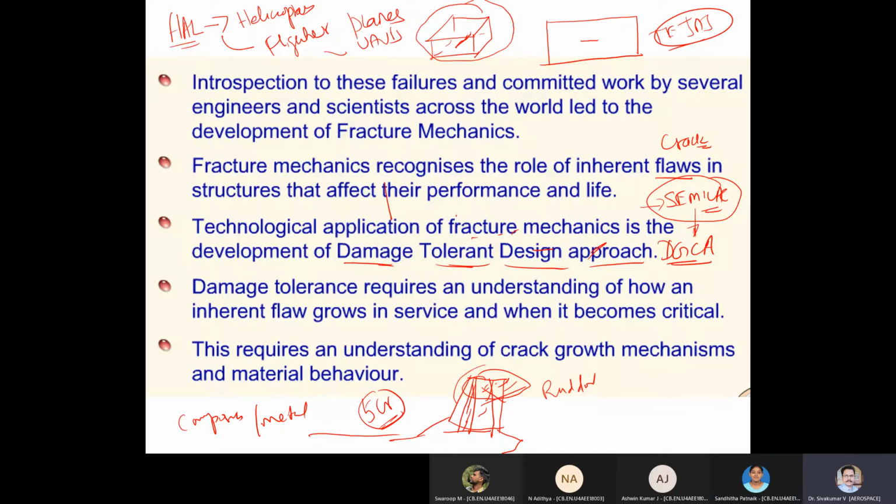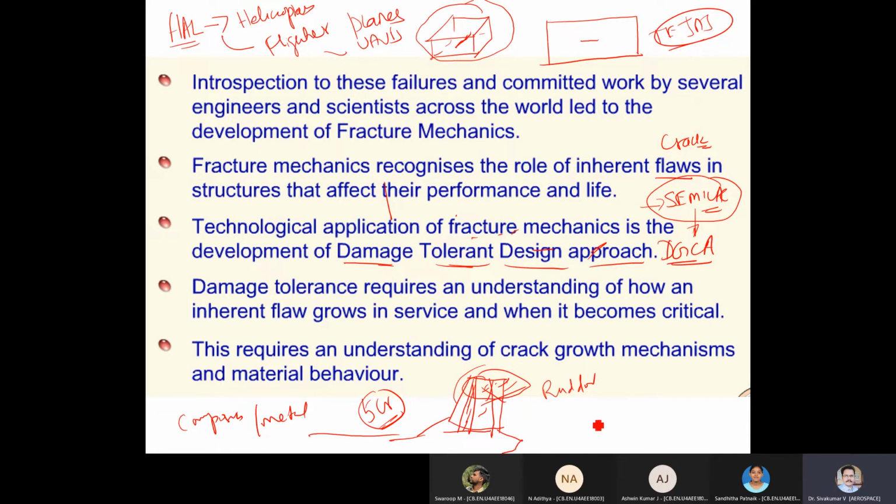Yes, sir. Right. So damage tolerance is a kind of approach we are making for damaged structures to be used. Damage tolerance requires an understanding of how an inherent flaw grows in service and when it will become critical. That is what is important.